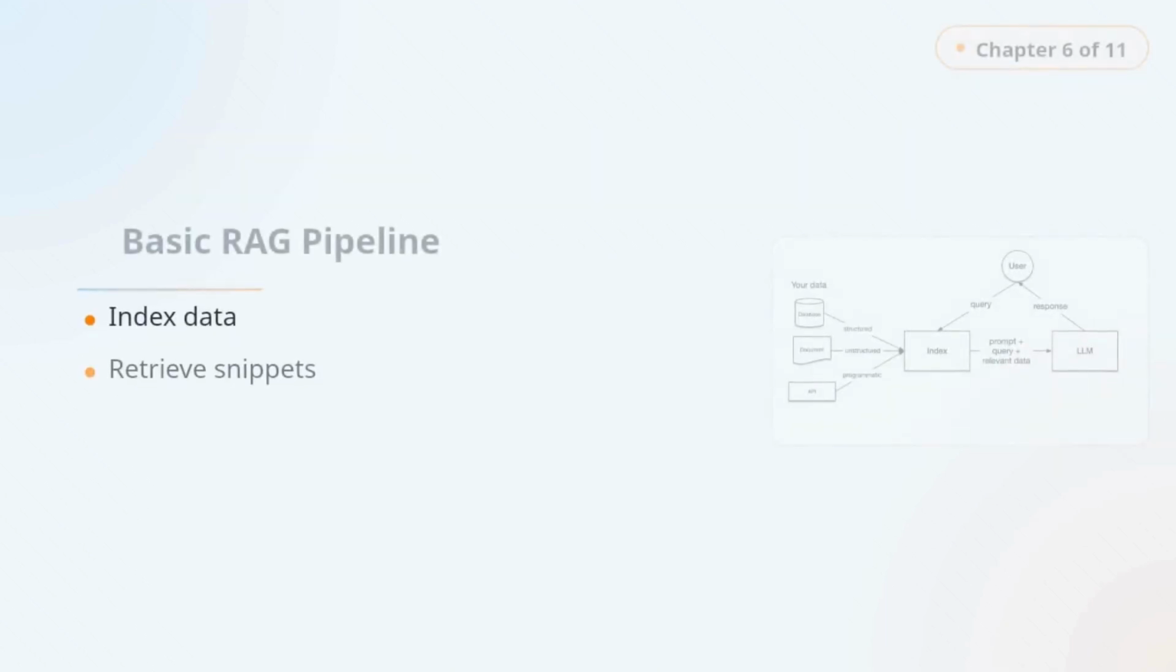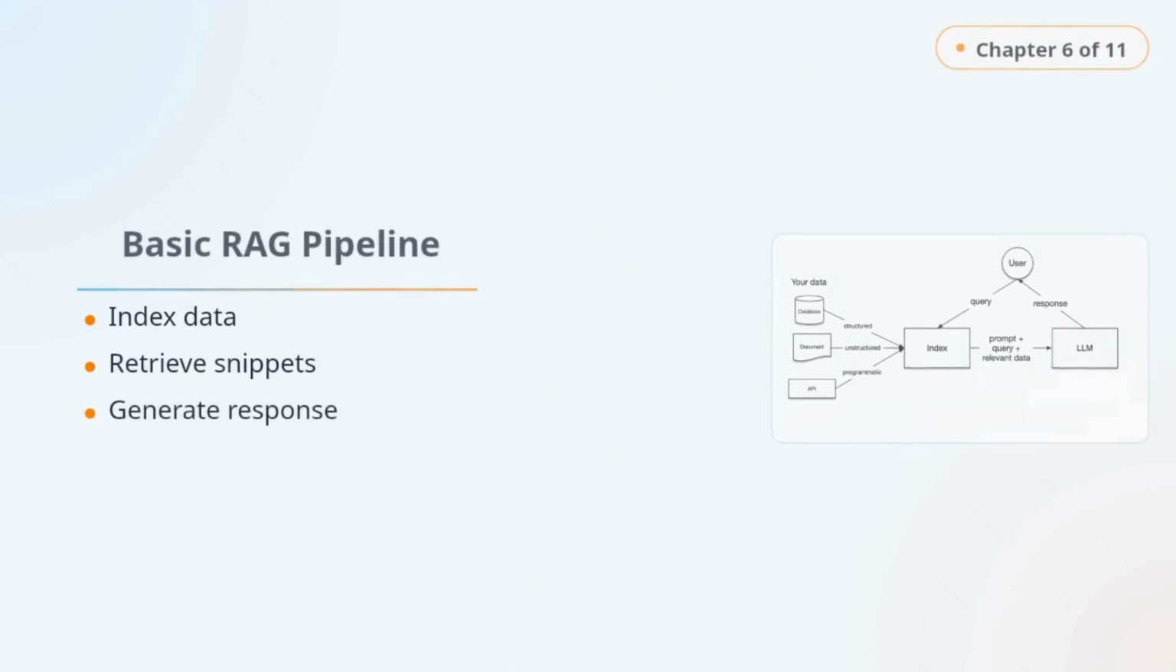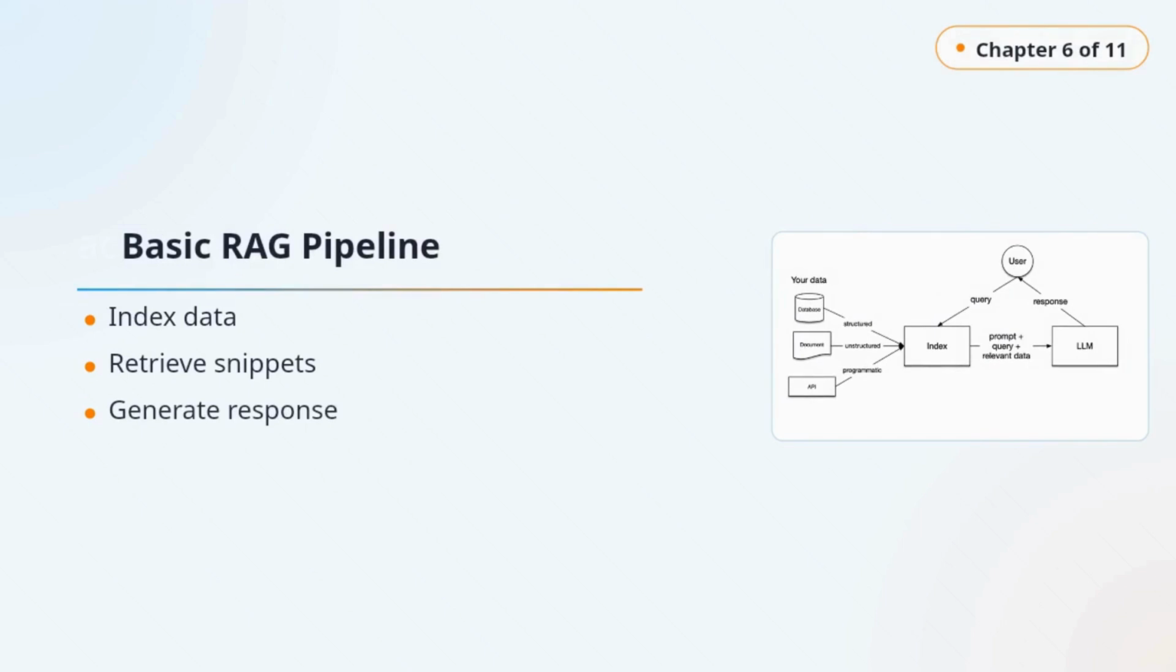A basic RAG application usually follows a few simple steps. First, data is indexed. Then, when a user asks a question, the system retrieves the most relevant chunks. Finally, the LLM generates a response using those retrieved chunks. In practice, teams also evaluate retrieval and generation quality using metrics like precision, recall, MRR, and NDCG.